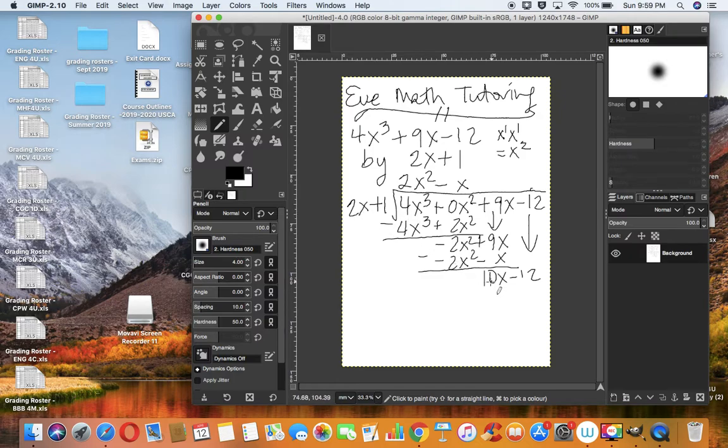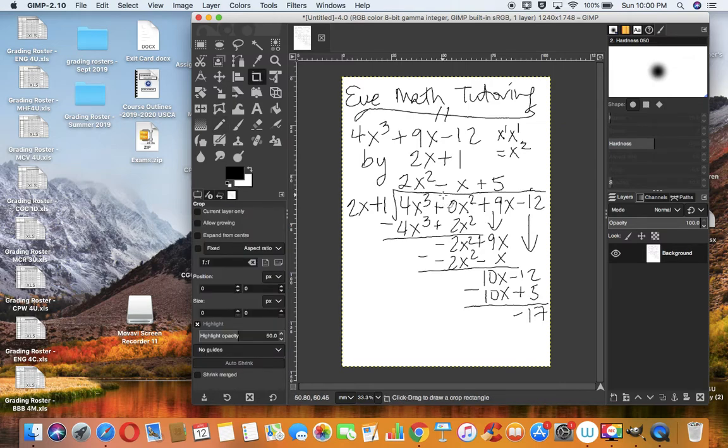And then 2x goes into 10x positive 5 times. And then positive 5 times 2x is 10x. And then positive 5 times positive 1 is positive 5. And then when I subtract, I get negative 17. So this is a remainder. So this is our answer for this question, 2x squared minus x plus 5.